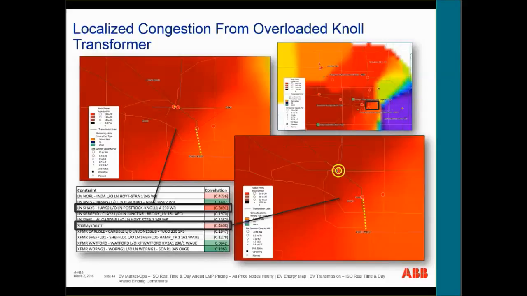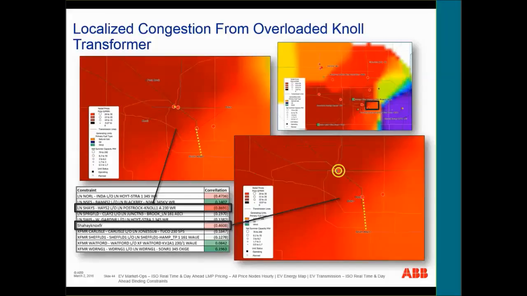And you see it's got a very, very strong correlation of negative 0.86. What this is basically saying is that Hays to South Hays section of the line is becoming more constrained because of some type of issue happening on the POSTROCK-KNOLL area.